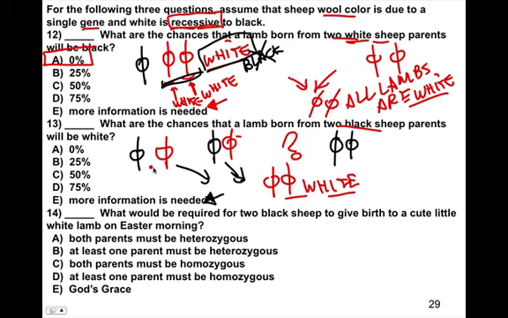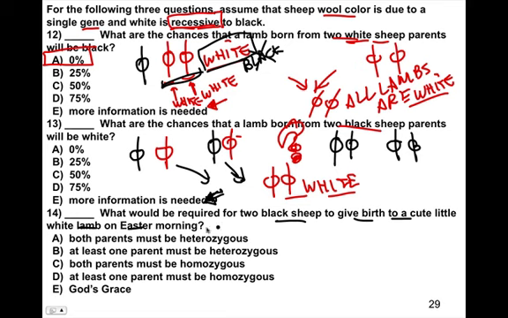You might say, wouldn't it be 25% of the time? No, we don't know, because you might have this, and then they would never have a white lamb. So you need more information. In some cases you can confidently say yes, and in other cases you say no, we need more. So it asks, what is required for two black sheep to give birth to a cute little white lamb on Easter morning? It's just following up on that.